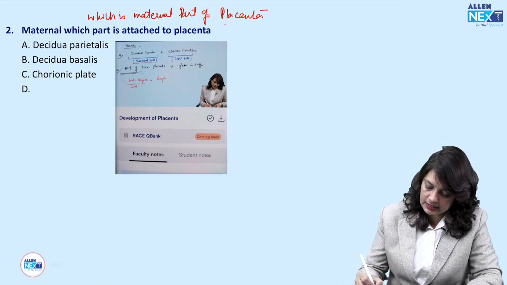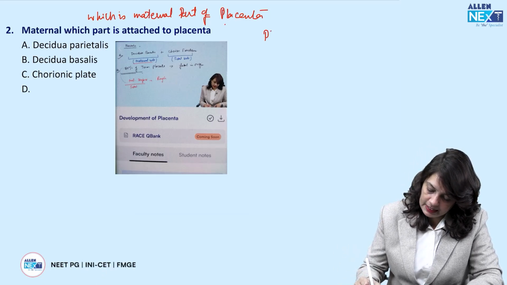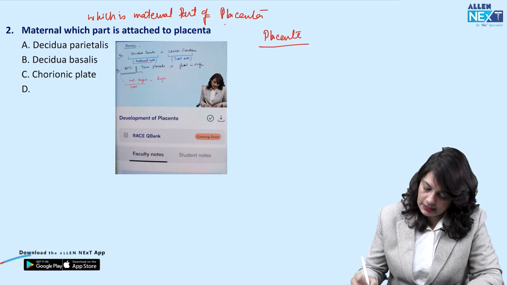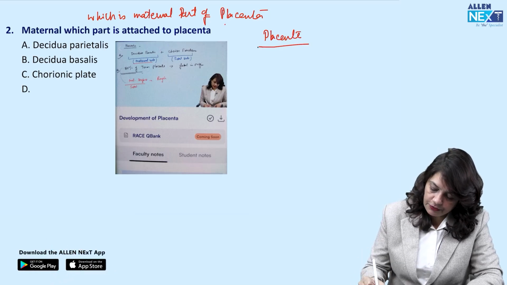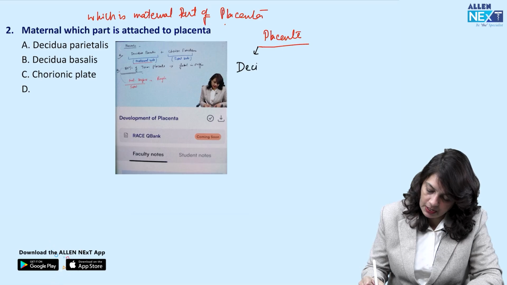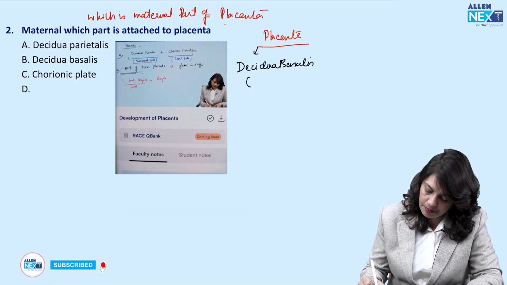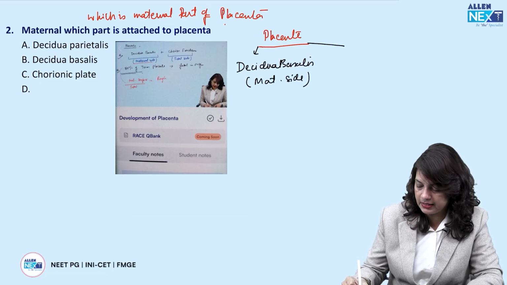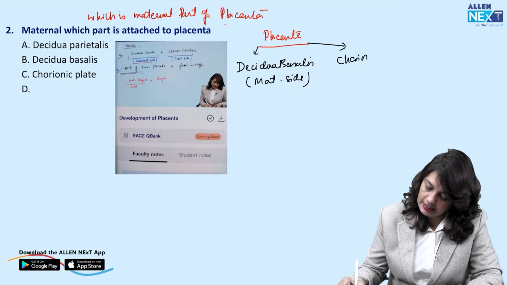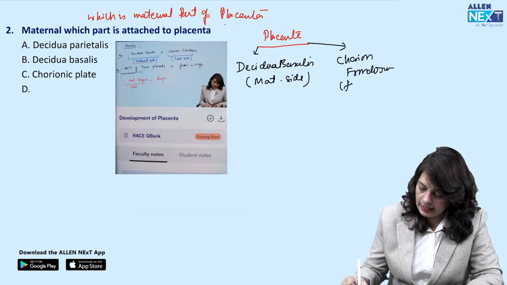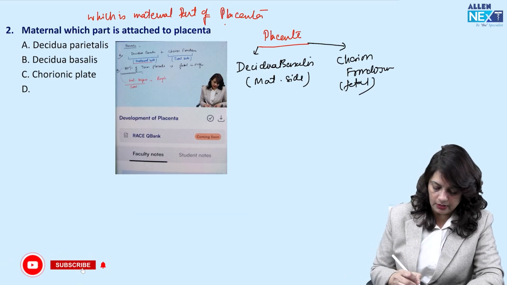So the correct answer is that the placenta has two origins, that is from the maternal side and from the fetal side. From the maternal side it is decidua basalis, and the fetal side is chorion frondosum.